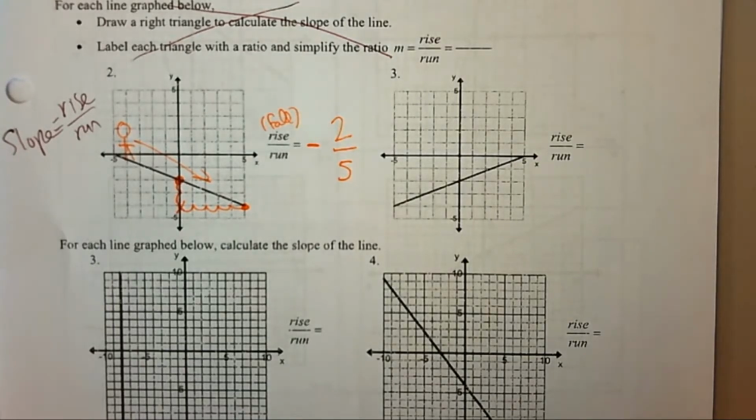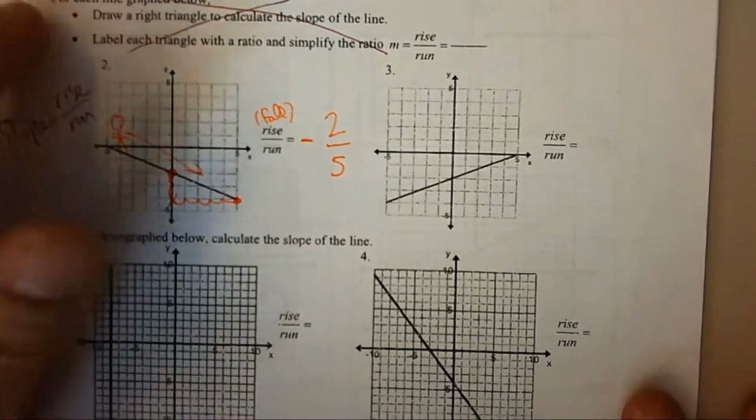Also, slope is one of the few times that you do leave it as improper fractions if it happens to be that way. Okay, so we'll see a few where maybe we have an improper fraction.